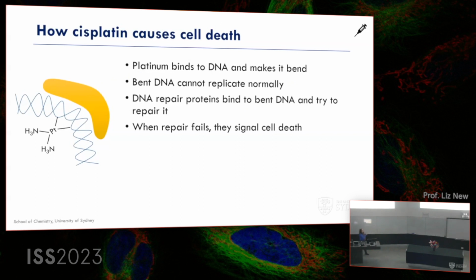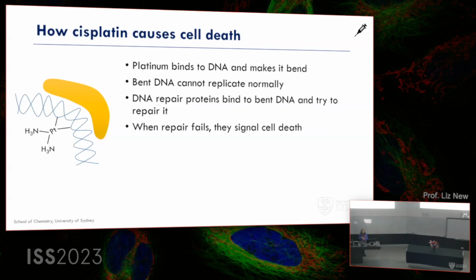So the way it works is that it goes into the nucleus and the platinum binds to the DNA and makes it bend. And this bent DNA can't function normally. The cell tries to repair the bent DNA. It sends these proteins here to go in and try and repair it. They fail because the platinum binds very strongly to the DNA, and therefore the cell signals apoptosis. It signals itself to undergo cell death to get rid of these genetic mutations.